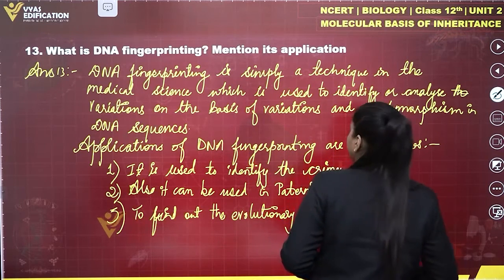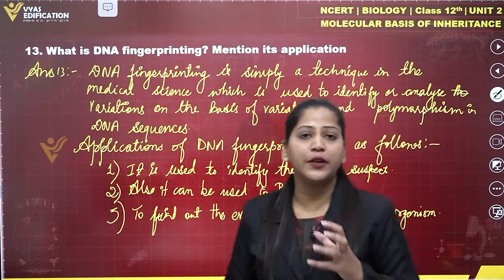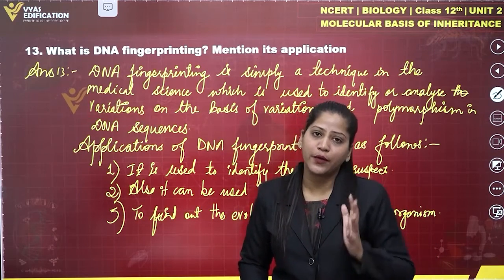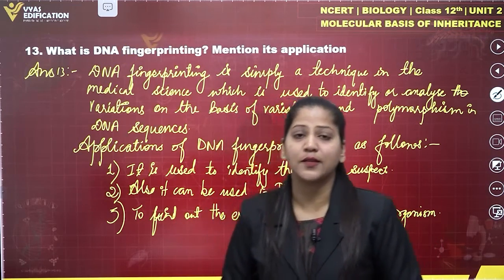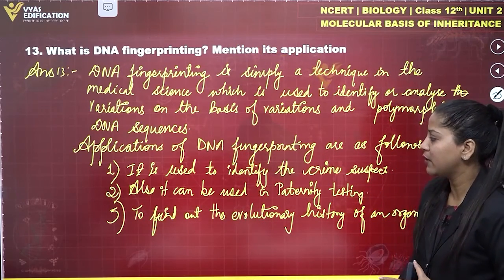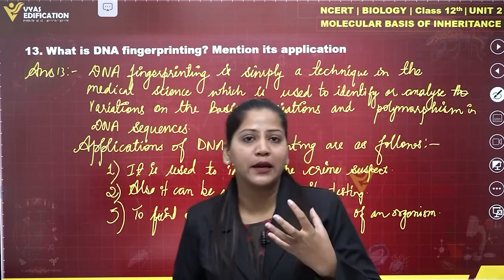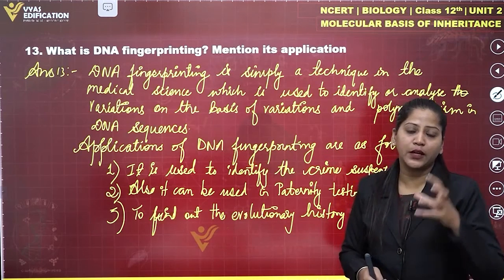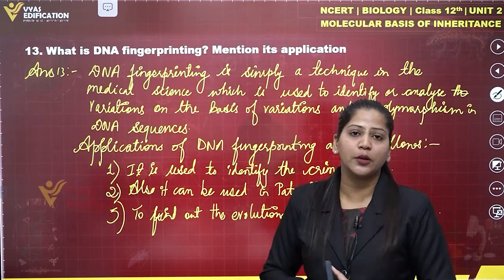So this is the complete solution of question number 13, in which we have covered the definition of DNA fingerprinting, which is simply a technique used to identify or analyze the variation depending upon the variation in polymorphism present in the DNA sequences. And we also have seen the applications of DNA fingerprinting. It is used to identify crime suspect, it can be used in paternity testing, and to find out the evolutionary history of an organism. With this, we have completed the solution of question number 13.